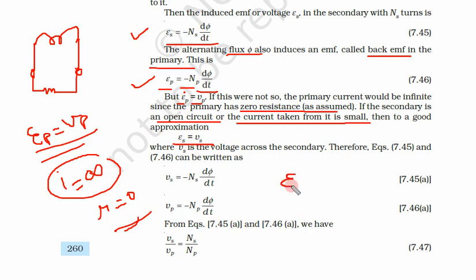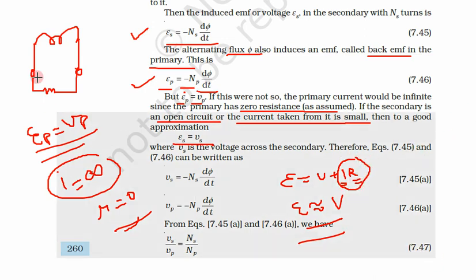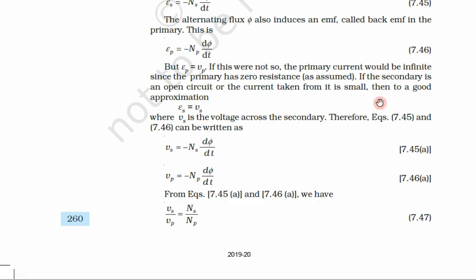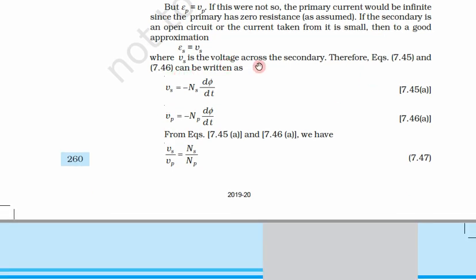So we have this equation: epsilon is equal to V plus IR. Either we are assuming R is very small or I is very small. In that case, we can write epsilon is nearly equal to V, because this term is very small. So this internal resistance is very small. That's why we are writing EP is equal to Vp, ES is equal to VS, where Vs is the voltage across the secondary coil.